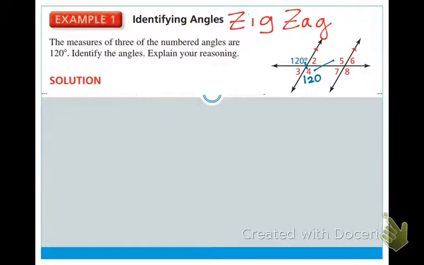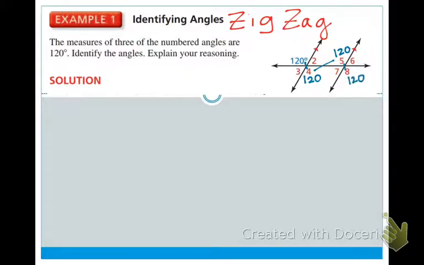What relationship do 4 and 5 have? Relationship, not measure. They're alternate interior, which makes their measures congruent. Alternate interior are congruent. So that means what's the measure of angle 5? 120. And then what's the relationship between 7 and 8? They're vertical, which makes them, again, congruent.